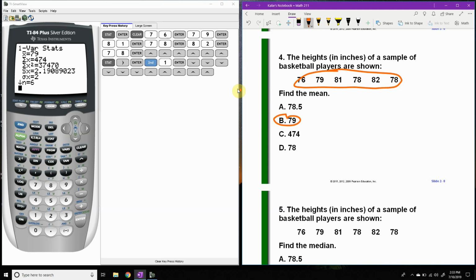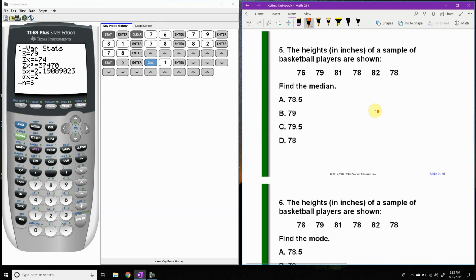Number 5. The heights in inches are given to us. That's the stuff in our list. We want to find the median. Well, I know the median was given to me, MED, somewhere towards the end there, 78.5. So number 5 is A.